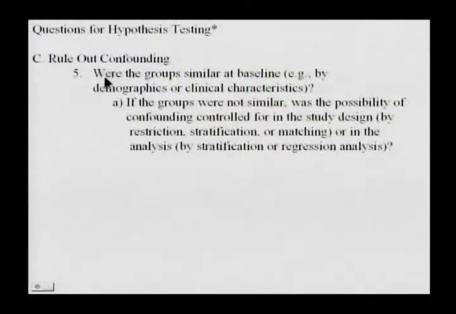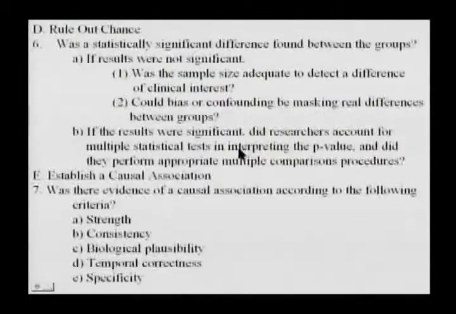Rule out confounding is next. Were the groups similar at baseline by demographics or clinical characteristics? So obviously your sampling is extremely important again. If the groups were not similar, was the possibility of confounding controlled for in the study design by restriction, stratification, or matching? We discussed all these. Or in the analysis by stratification or regression analysis. So we remind ourselves that we can deal with confounding before and after the collection of the data, and it must be strictly organized with specific criteria that must be satisfied to exclude before and/or after.